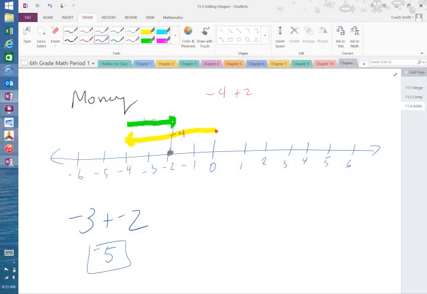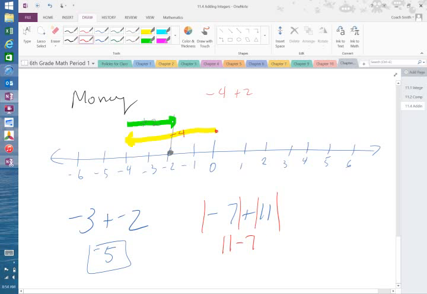Let's look at the next one. -7 plus 11. Okay? So first of all, you have to identify what you have in the problem. What do I have? A negative and a positive. So we have to take their absolute values and subtract their absolute values. So that's 11 minus 7. 11 minus 7 is what? 4. Okay, we're subtracting the absolute values.